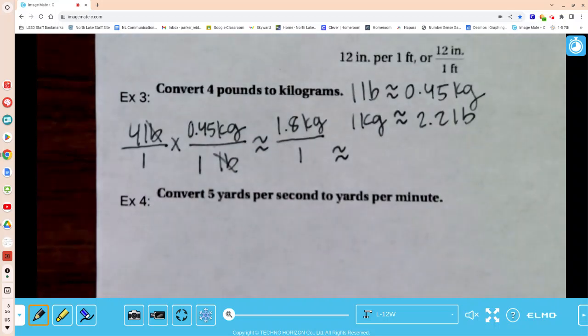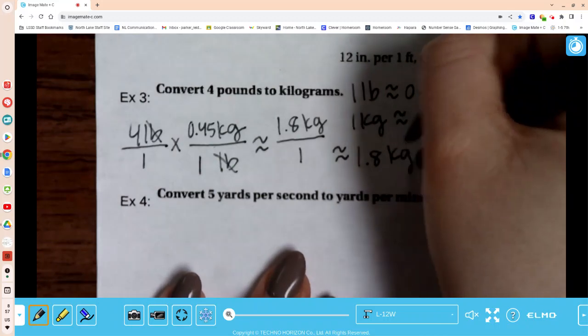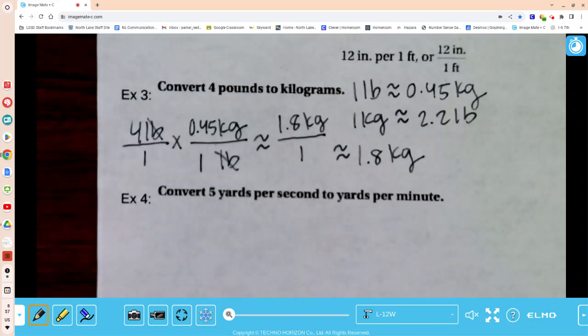So if I convert 4 pounds to kilograms, how many kilograms do I get when I convert it? When I convert 4 pounds to kilograms, how many kilograms is it equal to? Aaron? 1.8 kilograms. It's approximately 1.8 kilograms. Remember, if you did it with the other conversion factor, you might get a slightly different answer.